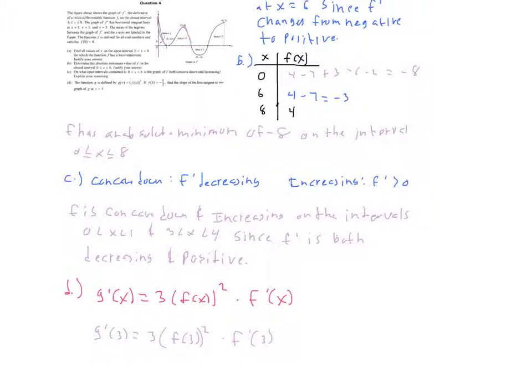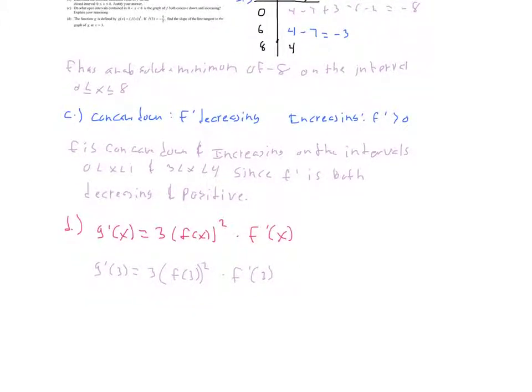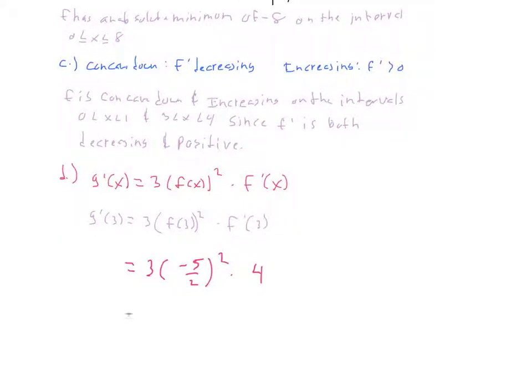So g prime of 3 is equal to 3 times negative 5 halves squared, times 4. When you square a fraction, both the numerator and the denominator get squared. These 4's are going to cancel. 3 times 25 is 75. Okay, so that was part D. Almost there.